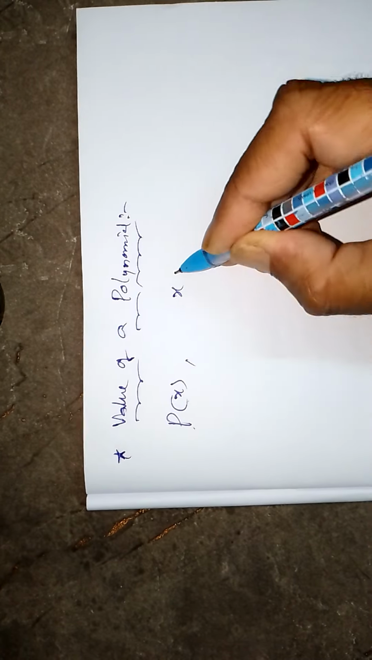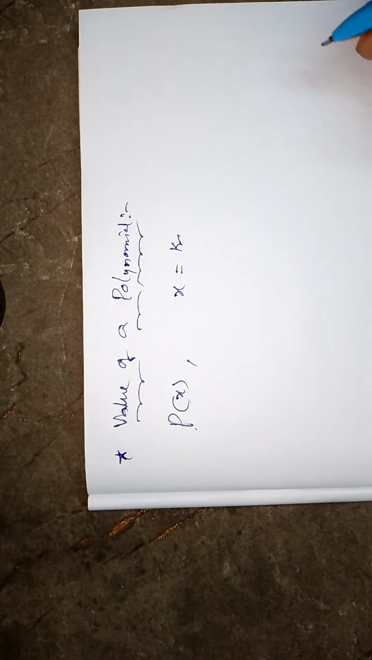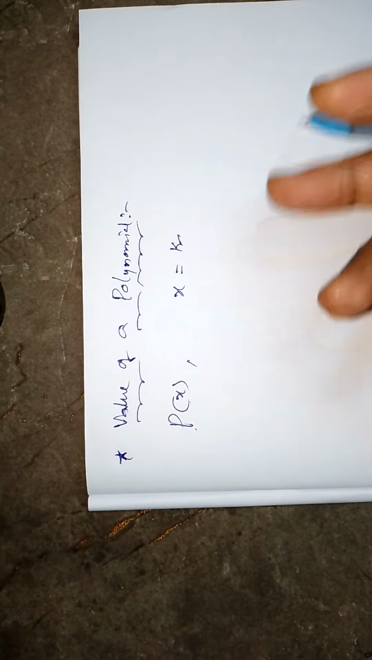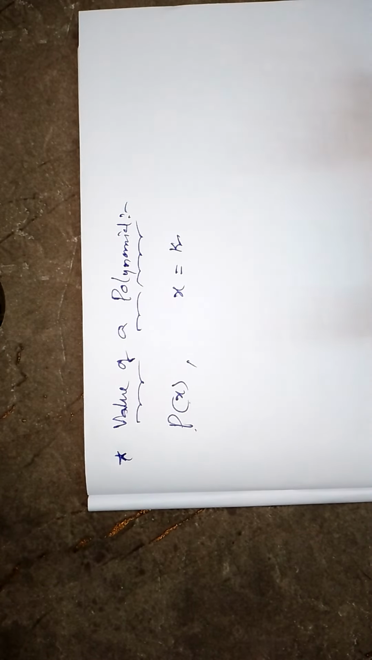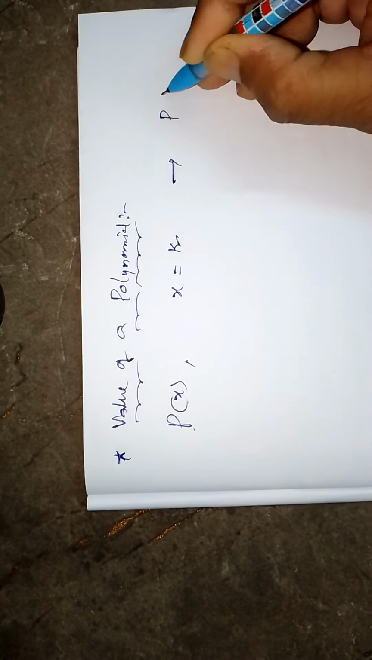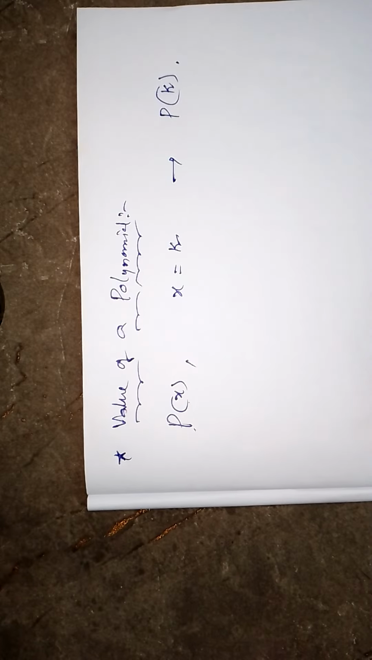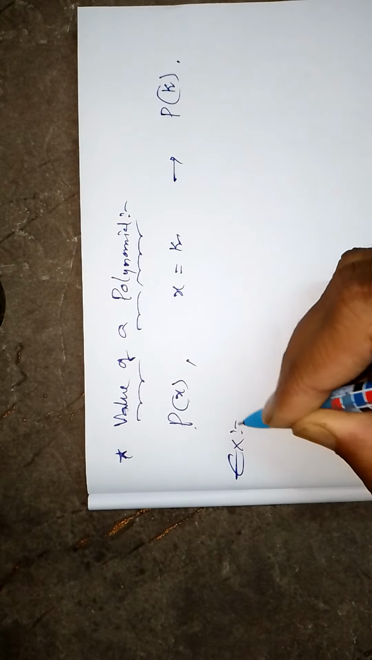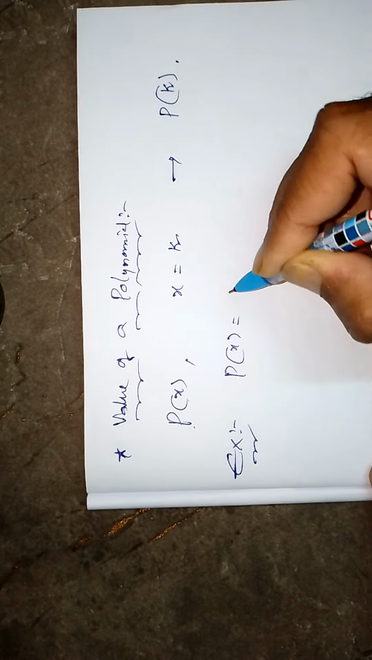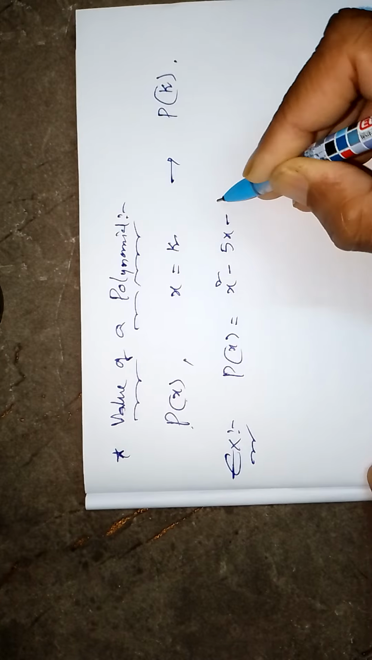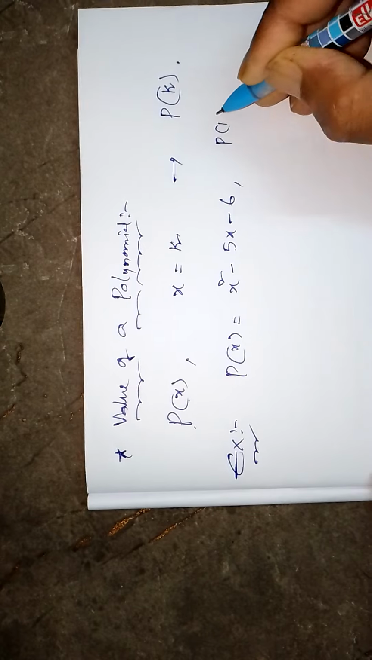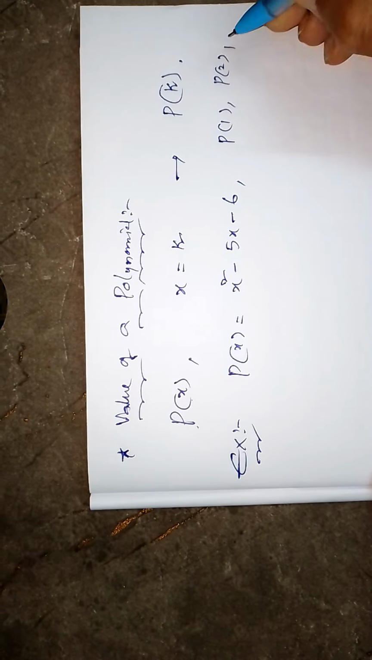When I replace x by any constant, you can take 1, 2, 3 like that, and you get a value when I replace x by k, that value is nothing but the value of the polynomial, denoted by p of k. I will give one example. Suppose p of x equals x square minus 5x minus 6. Then we have to find p of 1, p of 2 and p of minus 1.